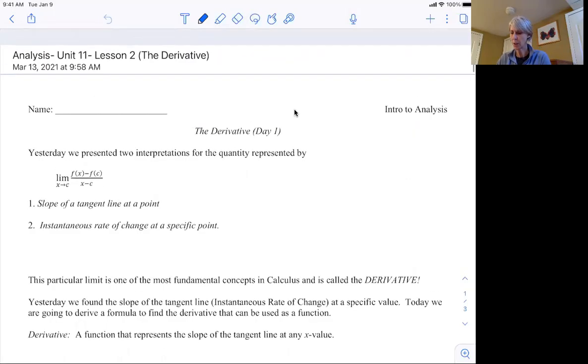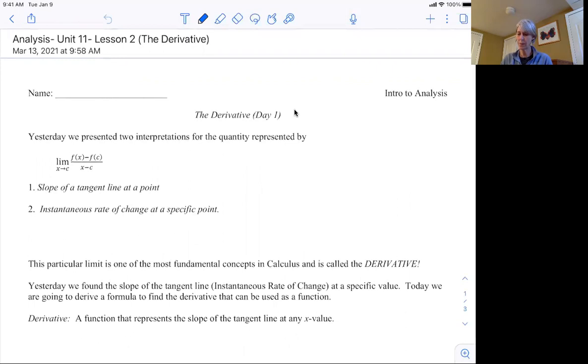Hi guys, today we're on Unit 11, Lesson 2, and we're going to be talking about the derivative today.